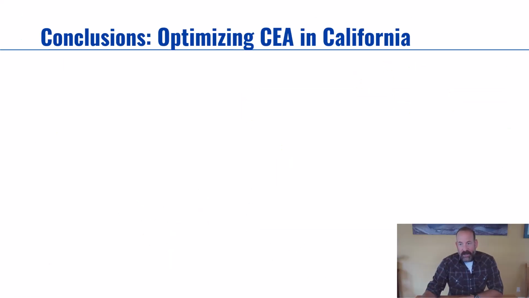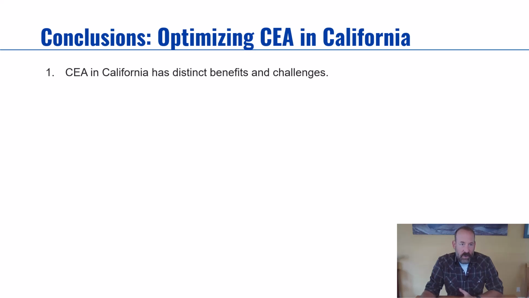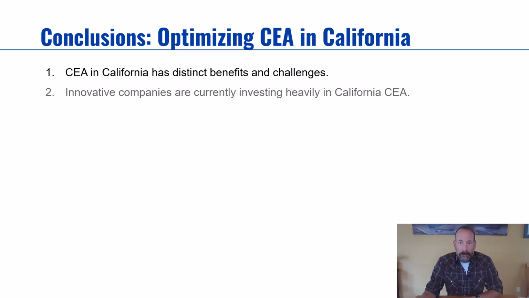Okay, so that was our discussion of optimizing CEA in California, focused a whole lot on climate and a little bit on the California ecosystem. So point number one is clearly California has distinct benefits and challenges. As I pointed out, there is still significant investment from very innovative companies in California, because of the advantages that I mentioned. It really has a favorable climate, and we have a lot of investment, and we do have talent here.